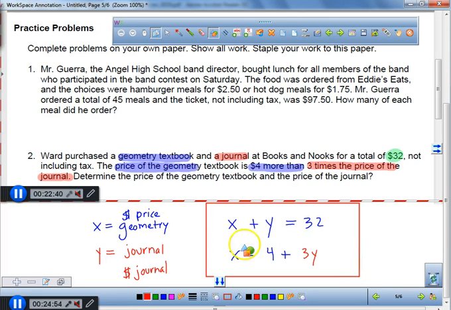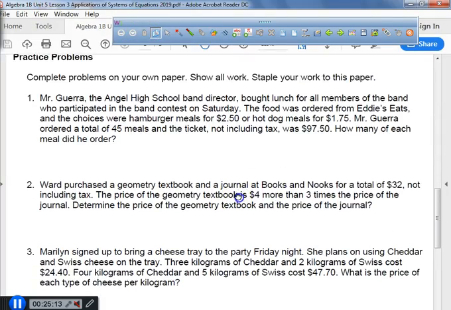The price of the geometry book plus the price of the journal equals a total cost of $32. The geometry book is 4 more than 3 times the journal. That's how you translate. Number 2 was a little bit trickier than number 1. All right, moving on.